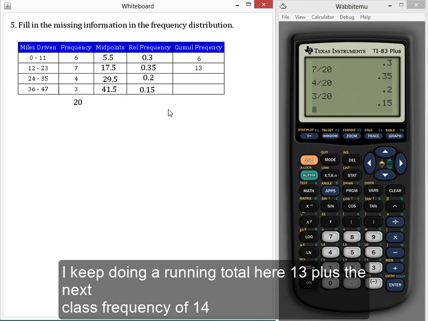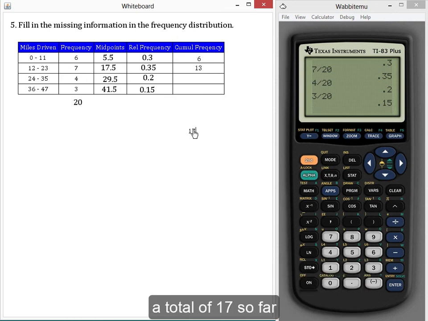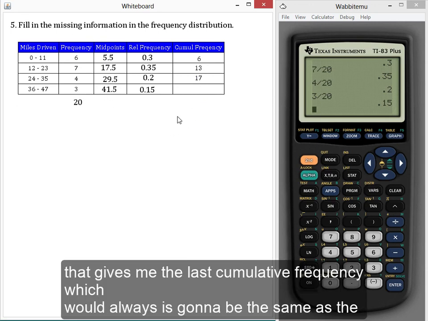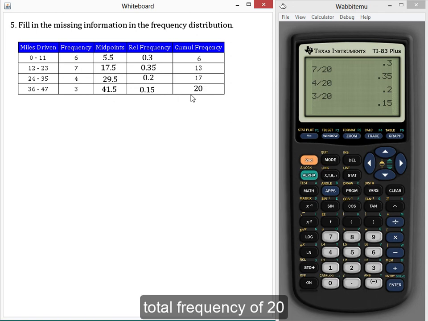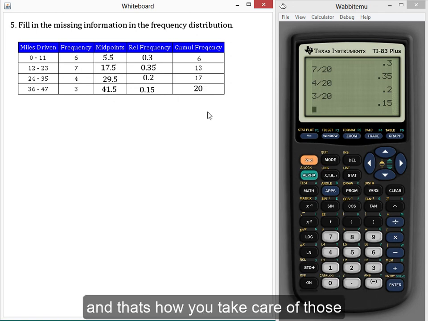Alright, and I keep doing a running total here. So 13 plus the next class frequency of 4. I've got a total of 17 so far. And then 17 plus 3 more. That gives me the last cumulative frequency, which always is going to be the same as the total frequency of 20. And that's how you take care of those.